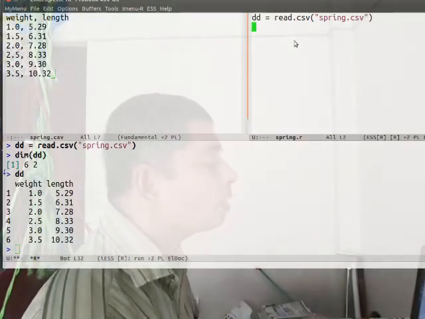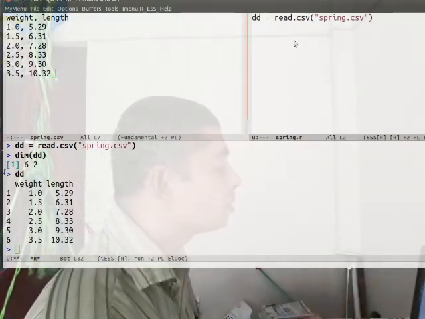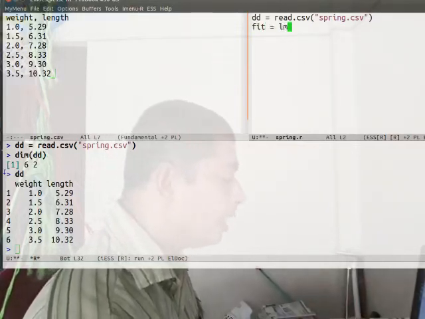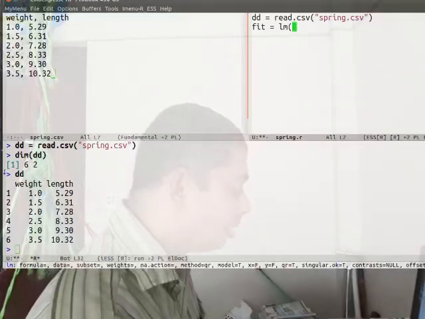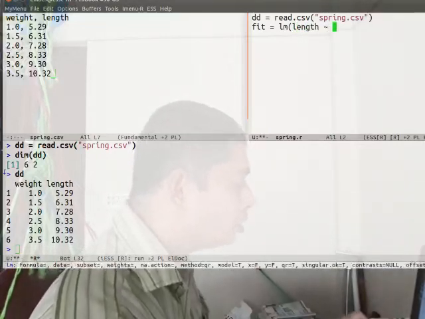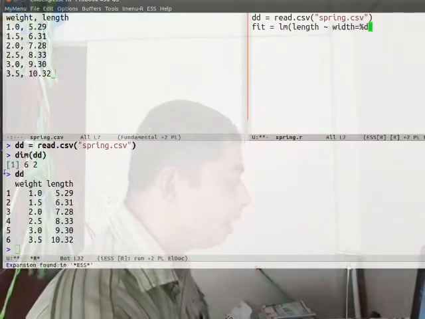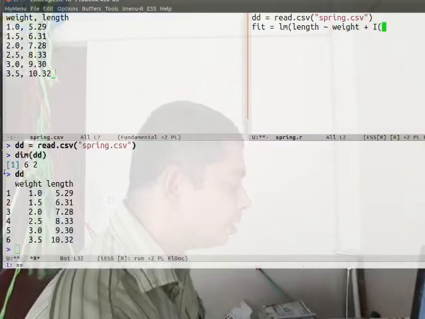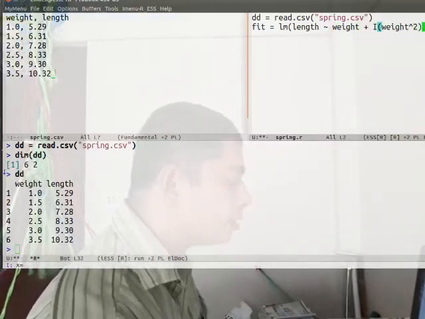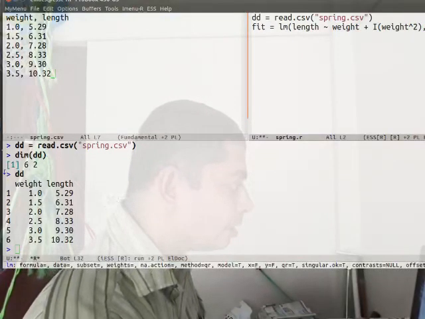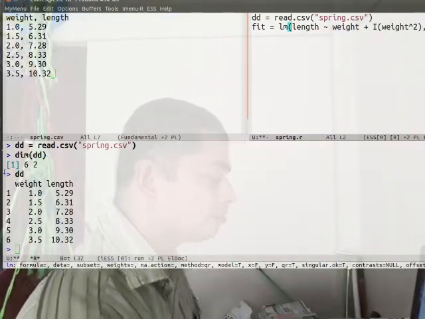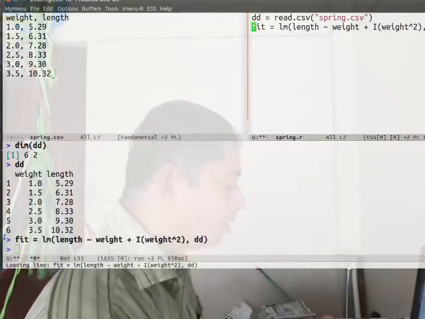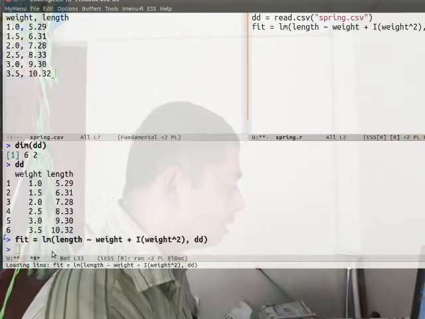Okay, so now I want to create my linear model. So I will write fit equal to lm, length tilde weight plus, I said I will use weight squared, and I have to specify the data set name, that is dd. So I will execute that command. I do not get an error message, so I will explore it.